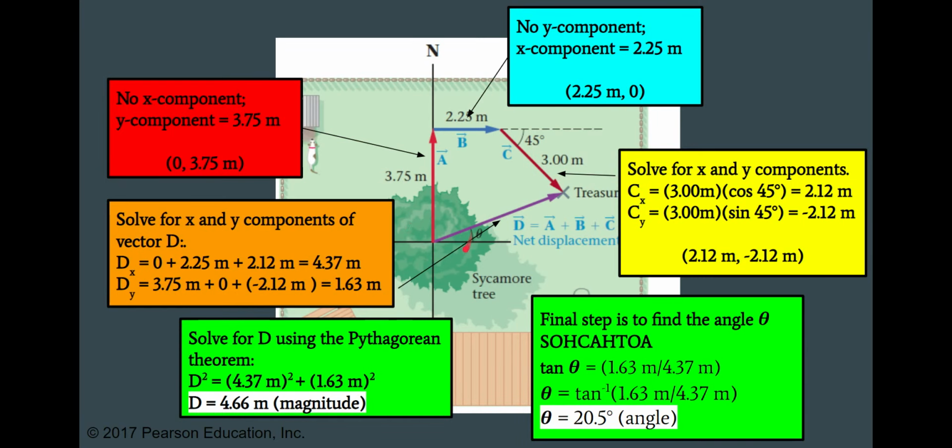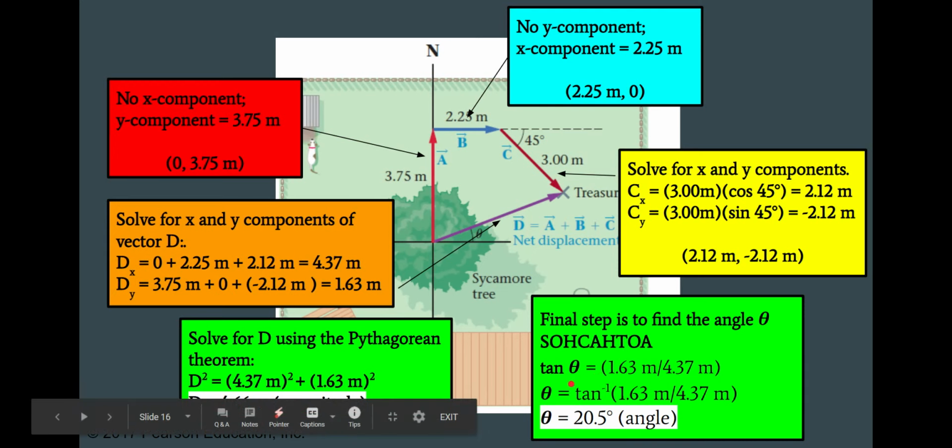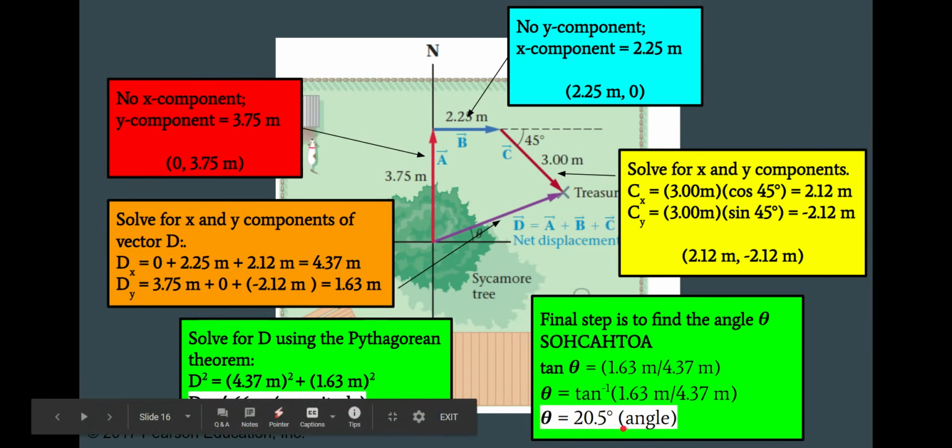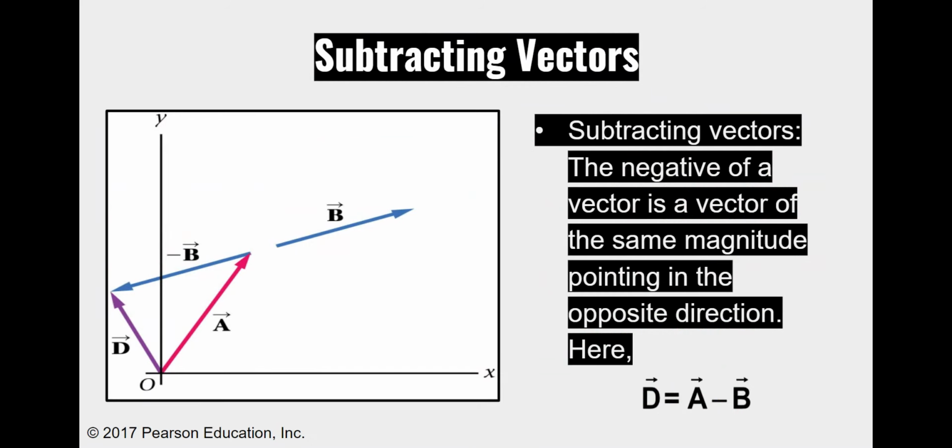And to find this, since we now have all three, you could have used any of these, sine, cosine, or tangent, but I'm going to use tangent here. And we're going to do the opposite. So the y component divided by the x component. When you do that, you should find that your angle theta is 20.5 degrees. And we are moving right along.